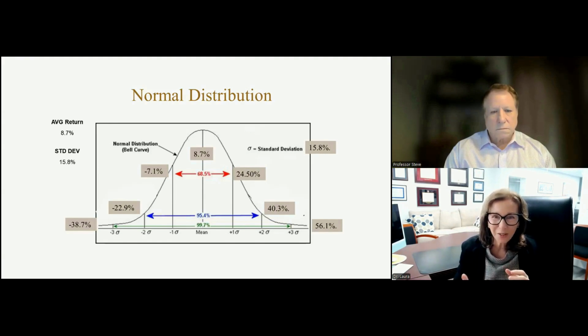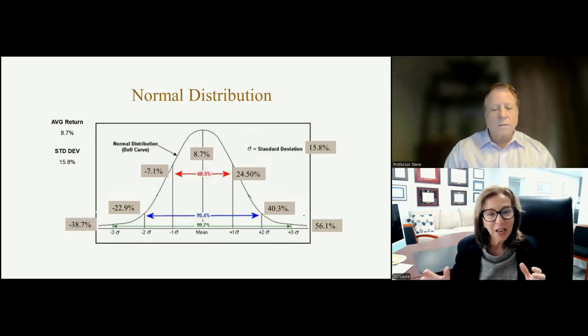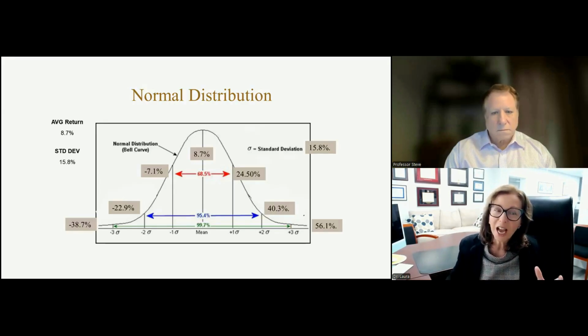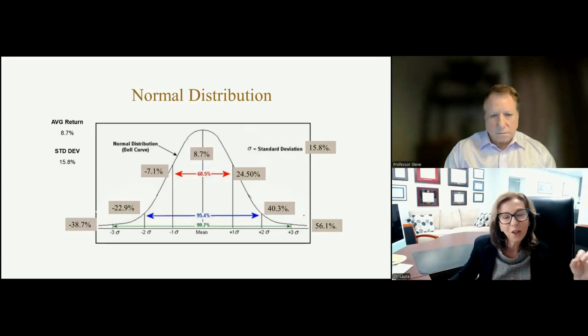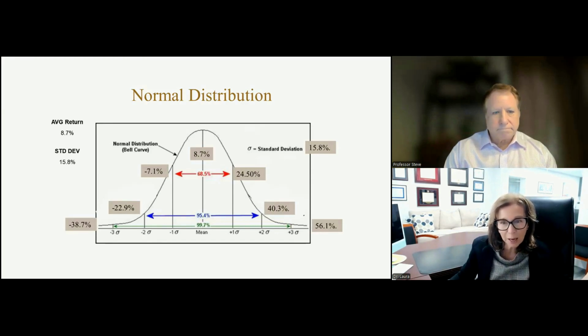Within one standard deviation, either plus or minus, you're going to have 68.5% of the occurrences. Two standard deviations, 95.4%. Three standard deviations, 99.7%. And Steve, if we look at this 8.7% and we say plus or minus our standard deviation, which has been averaging 15.8% over that period of time.